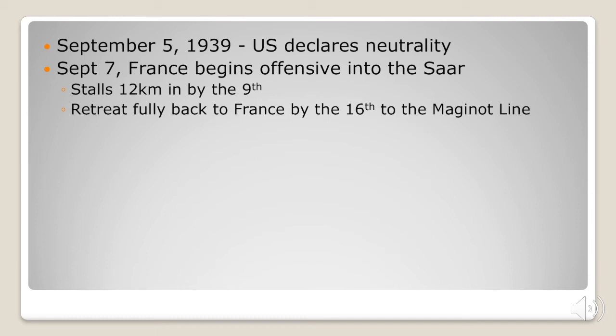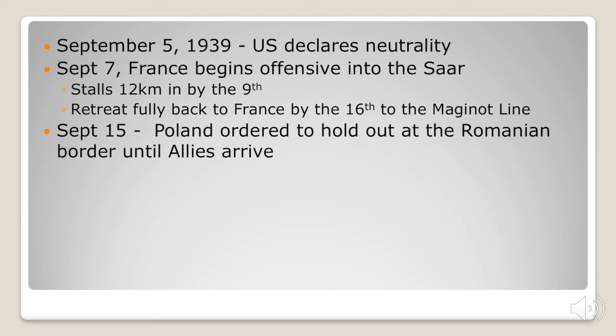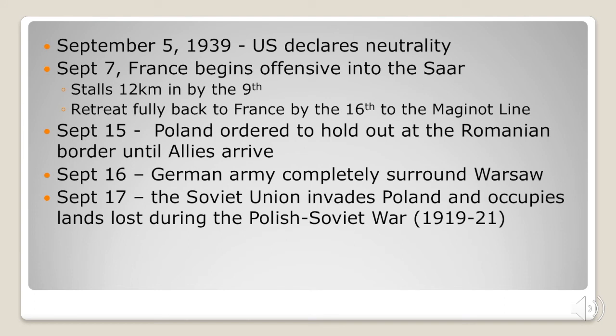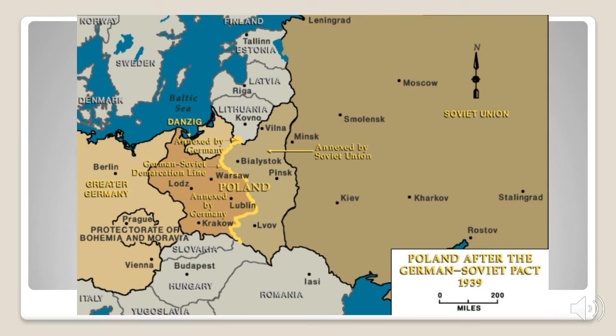September 15th, Poland is ordered to hold out at the Romanian border until the Allies arrive. It's all well and good to tell Poland this, but by the next day, Germany has completely surrounded Warsaw. And by September 17th, the Soviet Union invades Poland and occupies the lands lost during the Polish-Soviet War. This is one of the things that they intended in the secret pact in the Nazi-Soviet non-aggression pact. And so you can see here, looking at our map, the lands that were annexed by the Soviet Union and the lands that were annexed by Germany at this point.